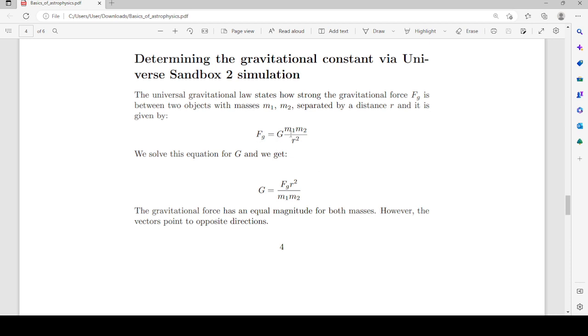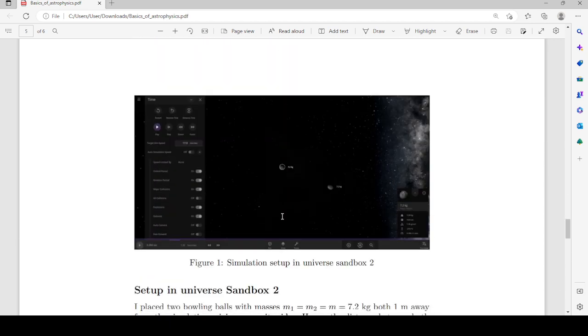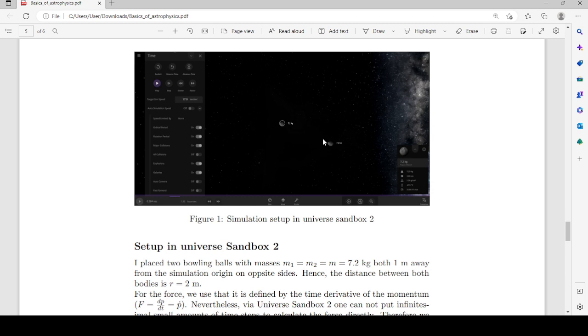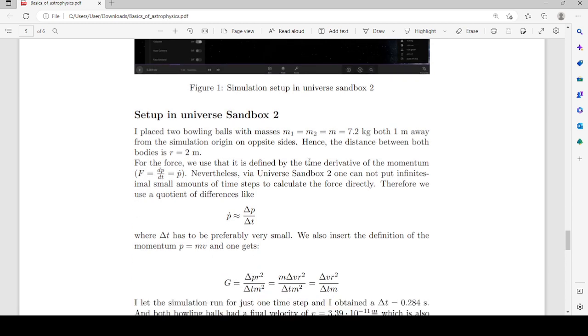First of all, we are solving this equation for the gravitational constant, so we are measuring the force, the distance, and the masses. For both masses we have an equilibrium: the forces are the same, but pointing in opposite directions. They both attract each other. But in Universe Sandbox 2 I did not find a way to measure forces directly. Here you can see the setup again with my other masses of 7.2 kilograms and a separation of 2 meters.